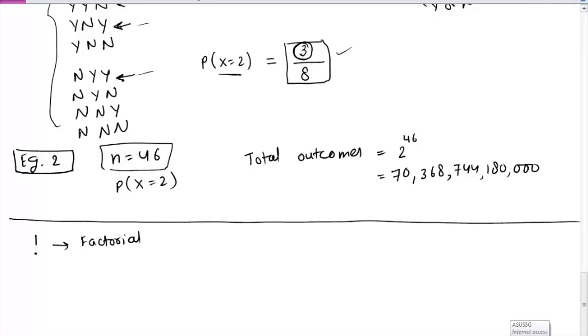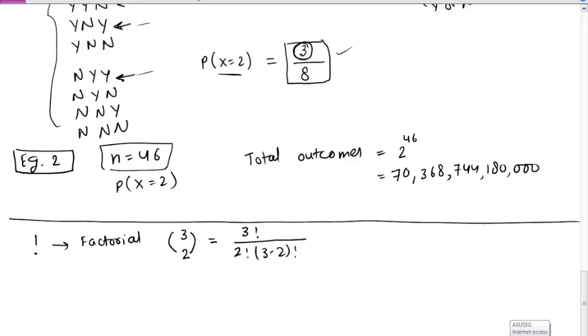To figure out how many ways something can occur, there is a formula. We can use a combination calculation. This is called 3C2. This is written as 3 factorial divided by 2 factorial times (3 minus 2) factorial.